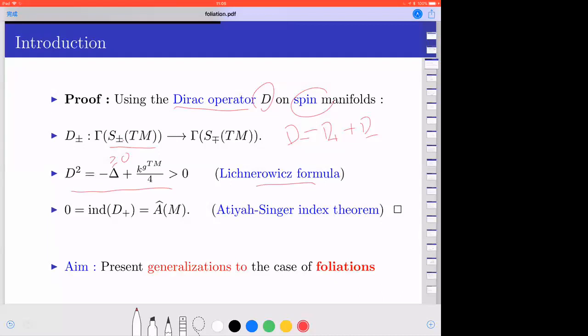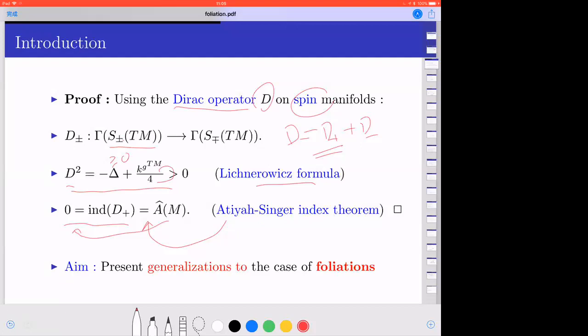Now, on the other hand, the Atiyah-Singer index theorem indicates that the index of D plus, coming from the decomposition, equals the A-hat genus. So combining this Lichnerowicz formula and the Atiyah-Singer index theorem, you prove this vanishing theorem. If the scalar curvature is positive, then you get the A-hat genus equal to zero. So this is the standard proof of this famous Lichnerowicz vanishing theorem.